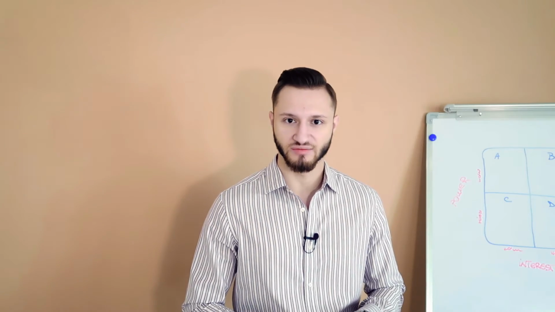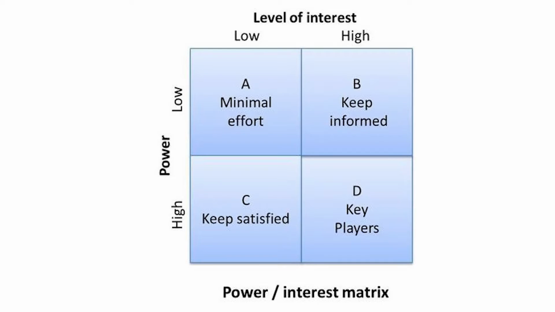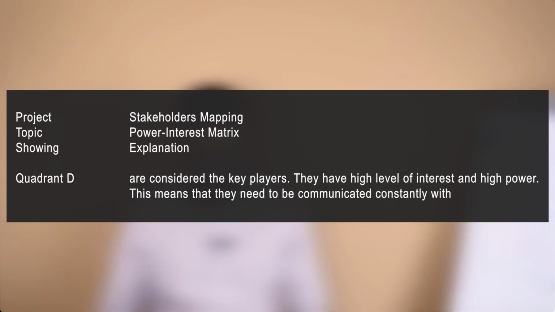So this is why it is important to identify different groups of stakeholders to be able to provide them with the relevant information. So going on and looking at the power interest matrix, we see that it works on two axes. It looks at the power and the level of interest a stakeholder has in the company, and we will look now at each quadrant and explain what it means. Quadrant D are considered the key players. They have high level of interest and high power. This means that they need to be communicated with constantly.